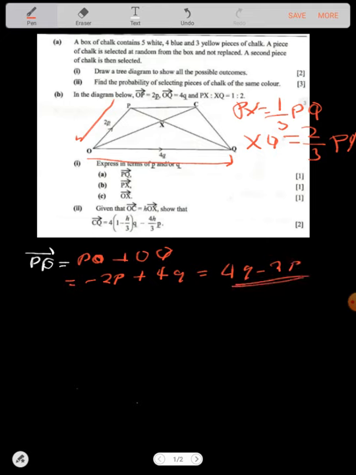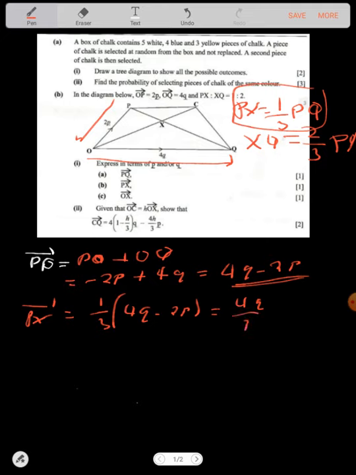Then we have PX. How can we find PX? Now remember, PX is this. PX is 1 over 3 of PQ, right? And PQ is 4Q minus 2P, which is the same as 4Q over 3 minus 2P over 3. That's PX.